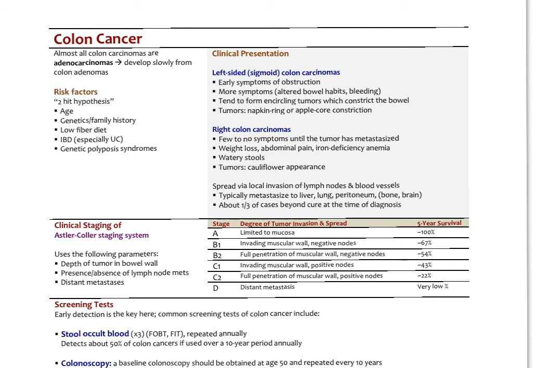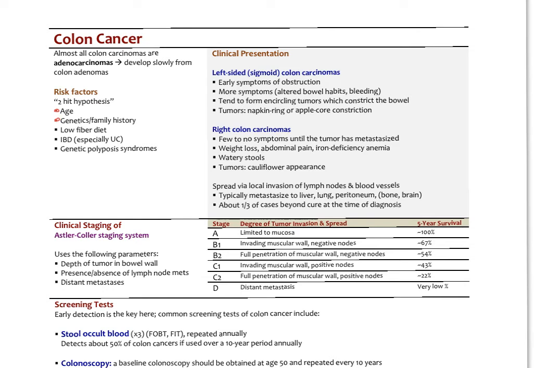So almost all colon cancers are adenocarcinomas, and they develop slowly from the colonic adenomas. The kind of risk is what we call the two-hit hypothesis. You need more than one risk factor to really set things off. So one is just age. The older you get, again, after 50, over 50% of people have at least one colonic polyp, the adenoma.